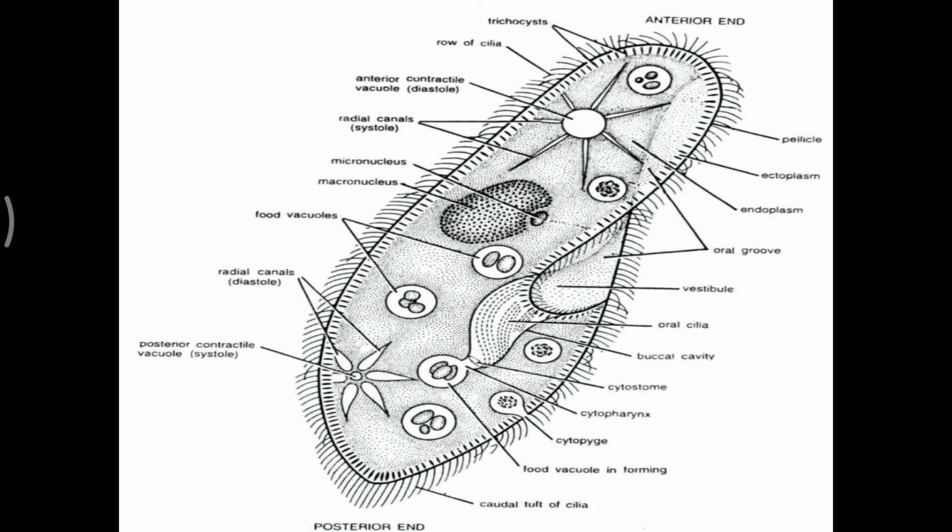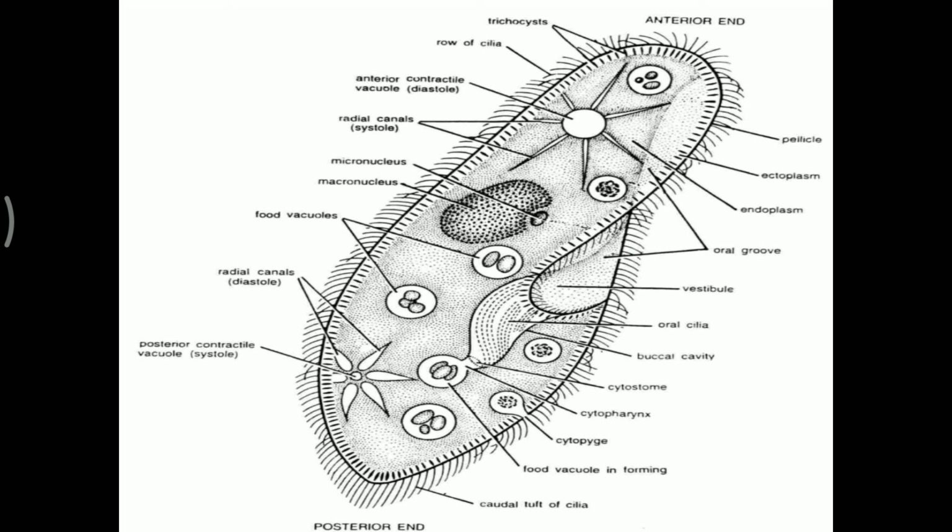You can see the trichocyst. Trichocysts are the minute ejectable thread like structures, which are capable of performing a defense mechanism for the organism, and even it is helpful in stinging the prey. So prey is killed or stung by the trichocyst.